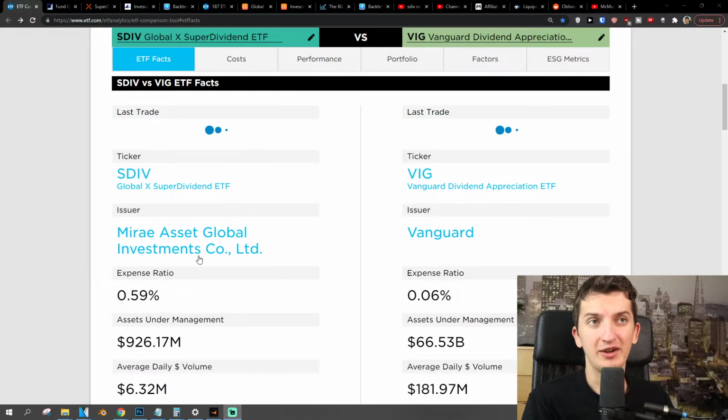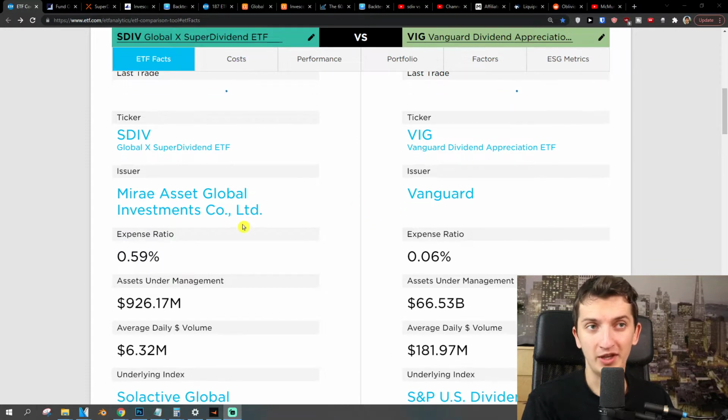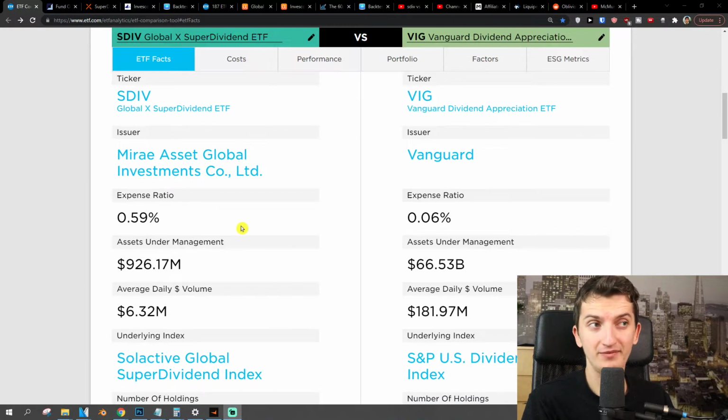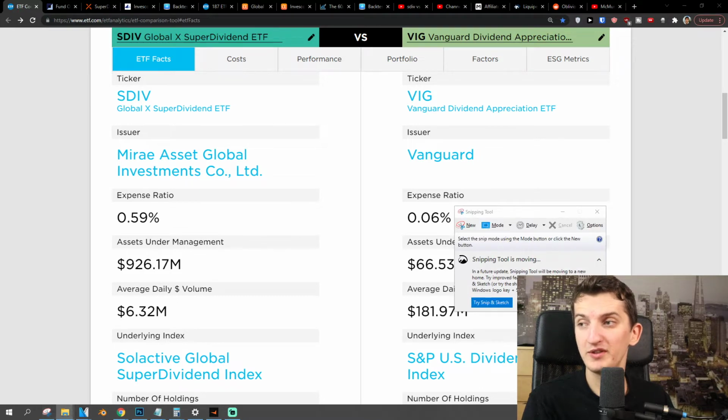So without further ado, let's start. Here, SDIV, VIG, different issuer and definitely less expense ratio. What do I mean by that? Let me just open this thing.